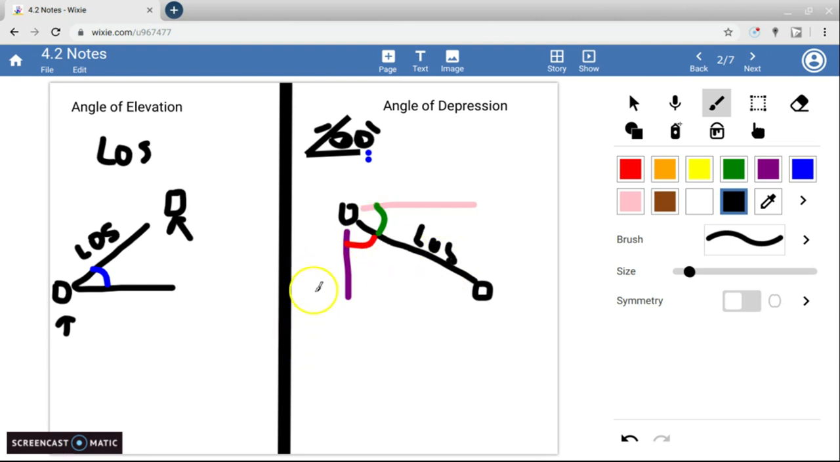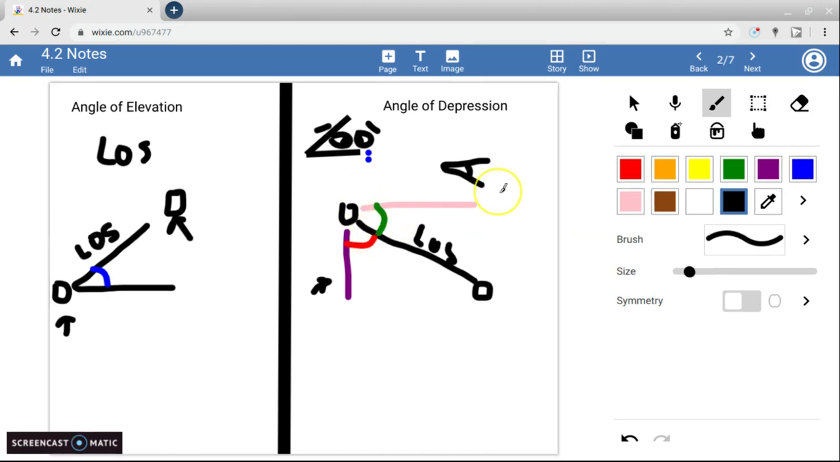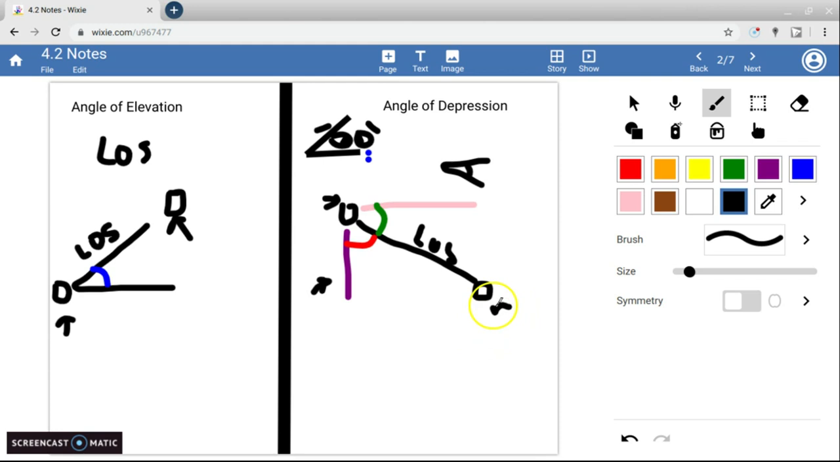So this purple line is not included in this angle of depression because it is a vertical line. Vertical just means up and down, horizontal is left to right. But that's not what it is. It's going to be this pink angle. This pink and black angle, or pink and black lines, form this green angle, which is going to be the angle of depression. And it would be from this object's point of view that's looking down to this one.